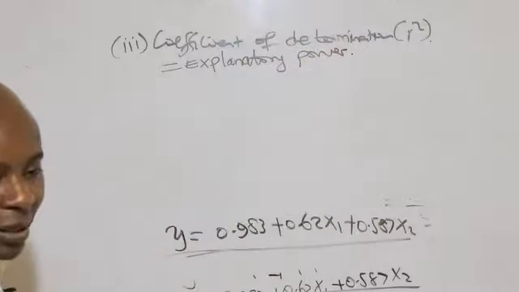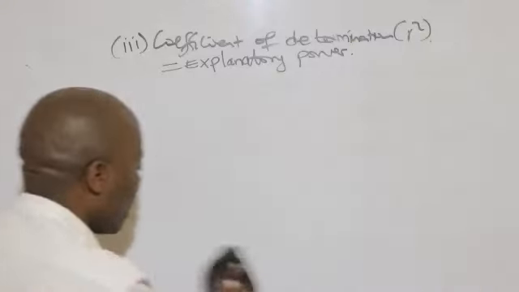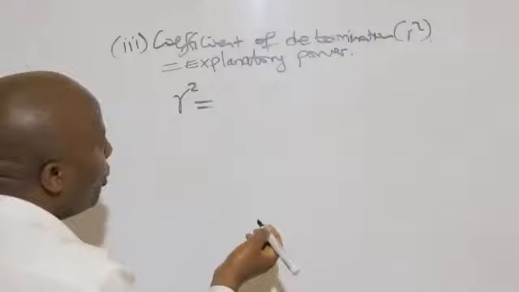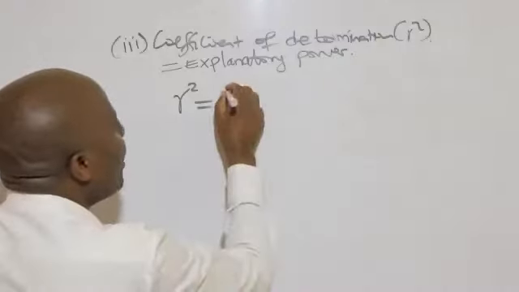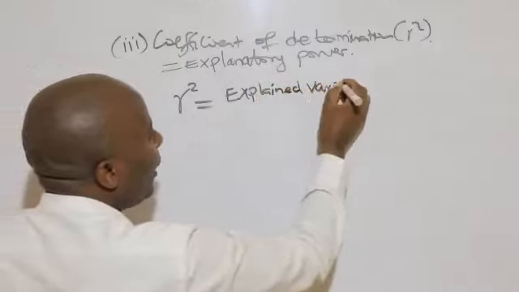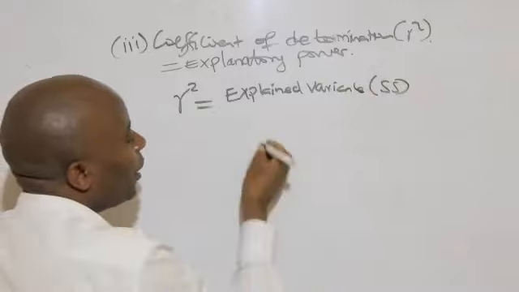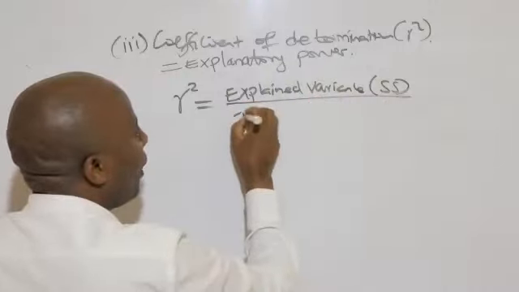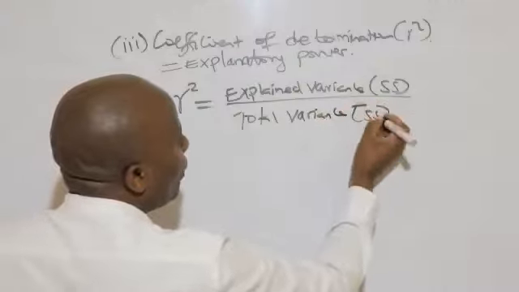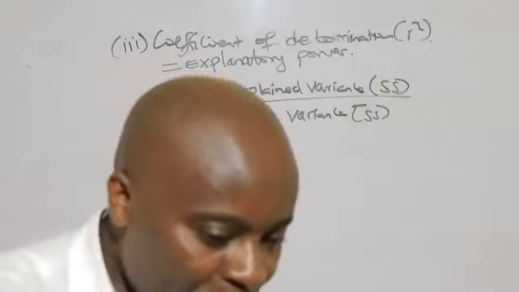Ladies and gentlemen, listen to me very well. To get this explanatory power, r squared, I realize many students here are using different equations, but generally to get r squared, we take the explained variance in the form of sum of squares, all over the total variance. Again, this total variance must come in the form of sum of squares.